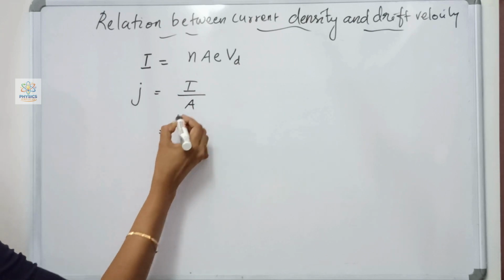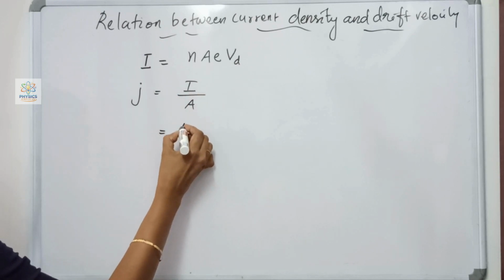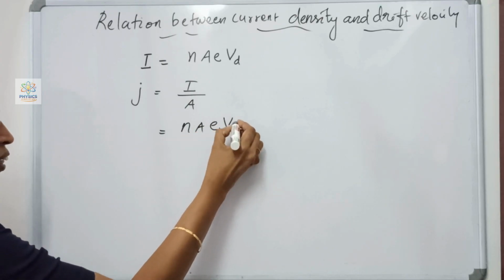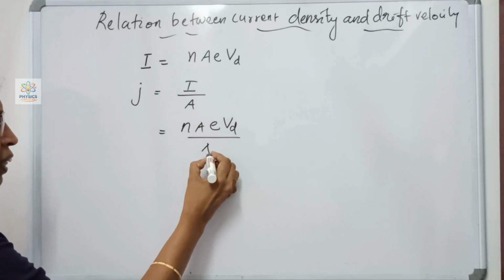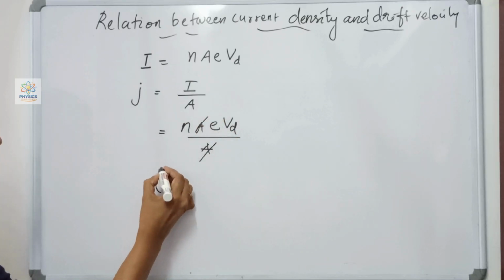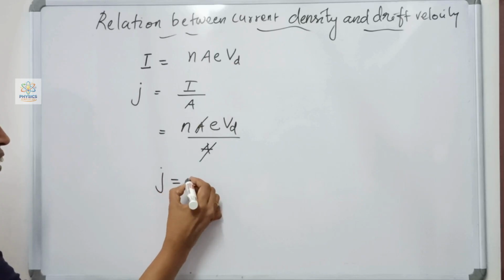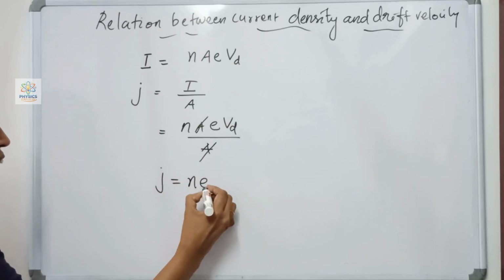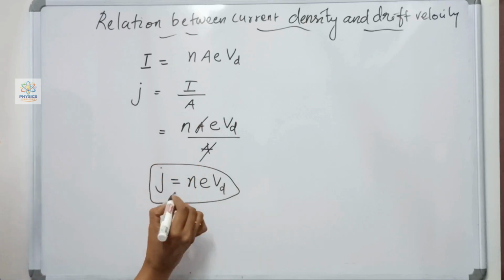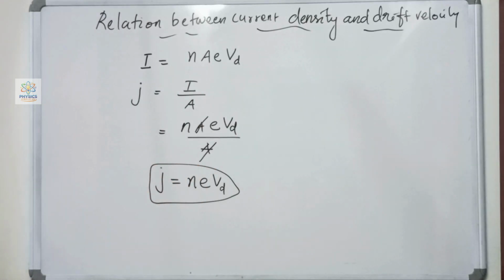Then you can substitute the value of I. You get NAEVD, the whole divided by A. A and A cancel. You get the current density J is equal to NE into VD. This is the relation connecting current density and drift velocity.